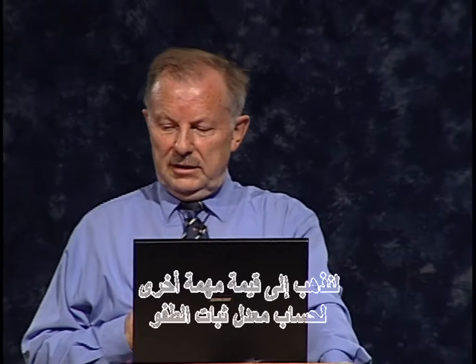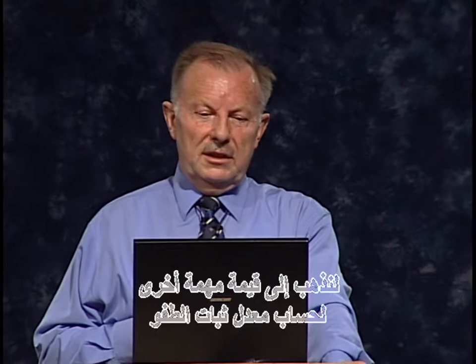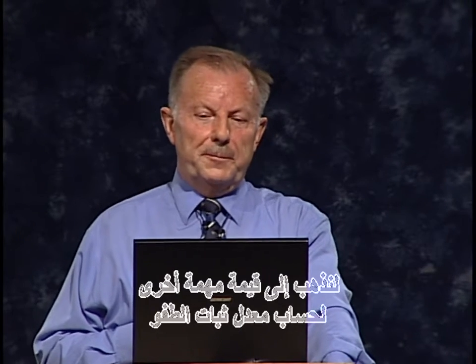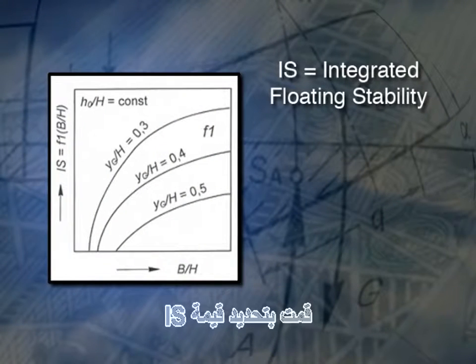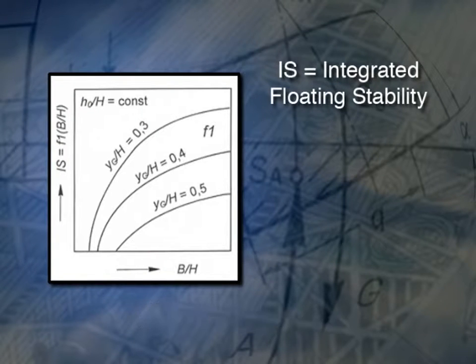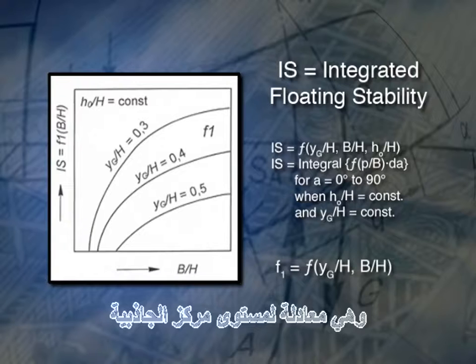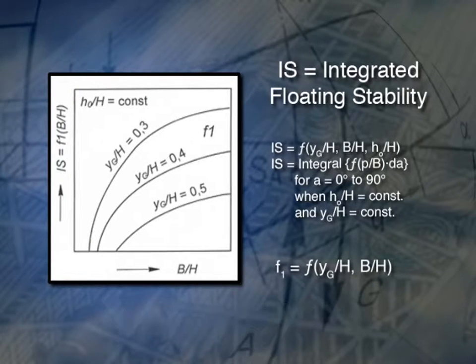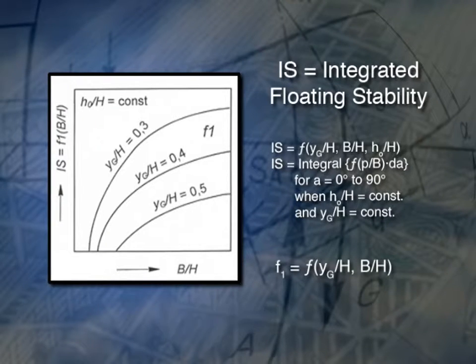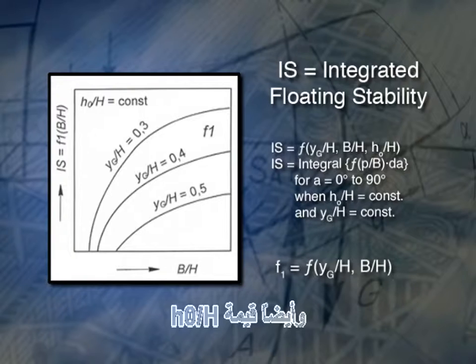Now let's come to another very important and interesting value for calculating the floating stability. I have defined a value ES. It is the integrated floating stability. It is a function of the level of the gravity center and depends on the value b over h and also on the value h0 to h.